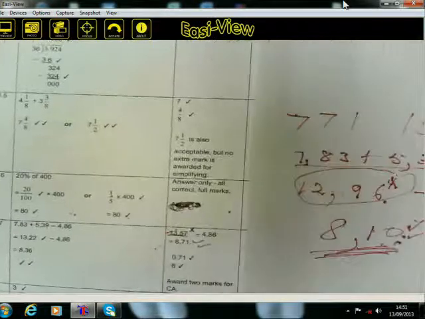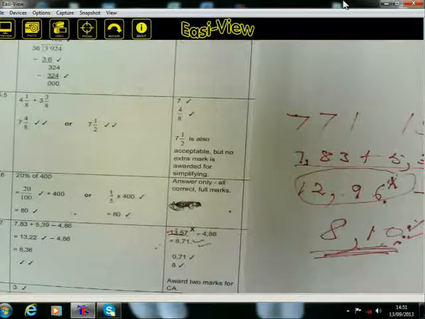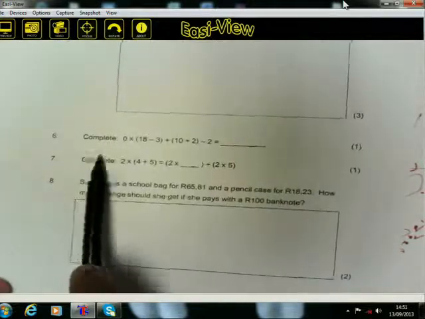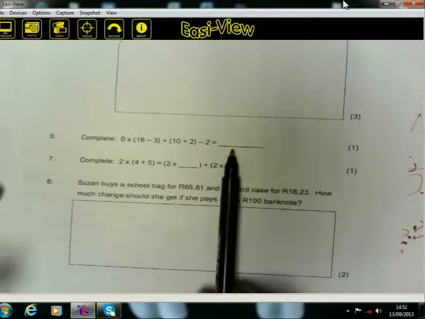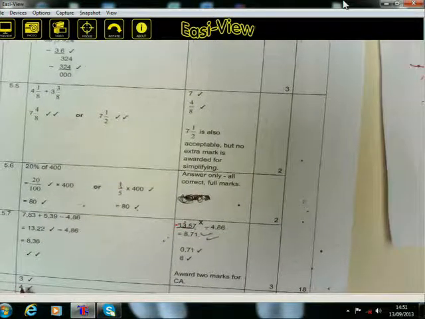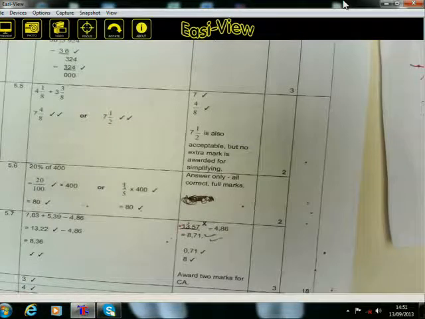Okay, let's go to 6. 6 and 7, complete that one. Okay, on 6 there, the answer is 3. The answer is 3 on 6. And then number 7, the answer is 4.